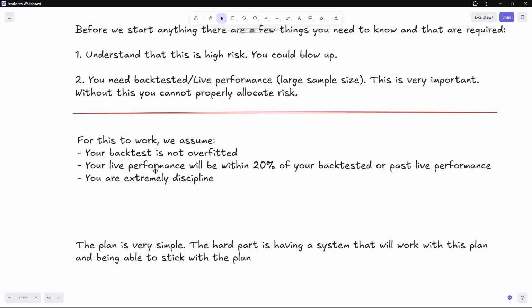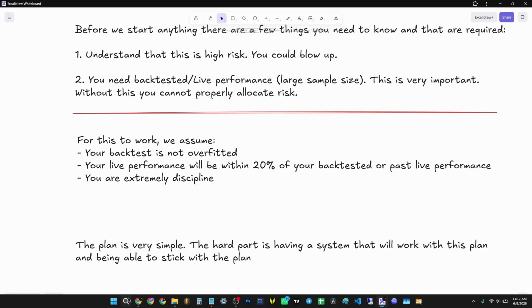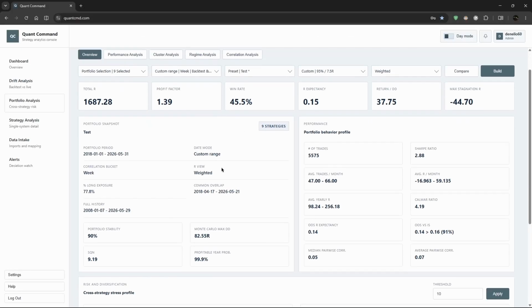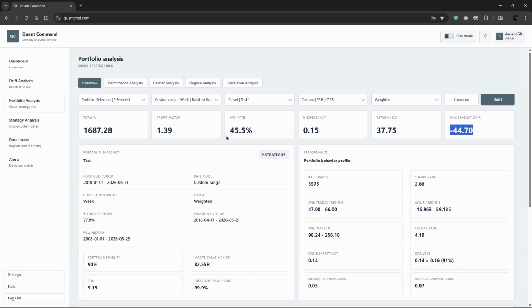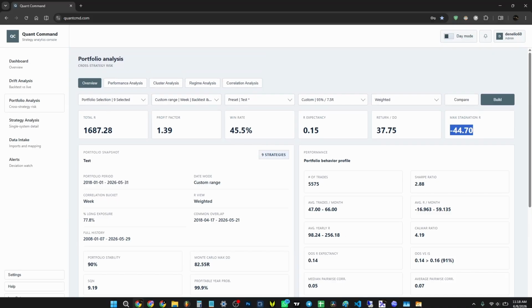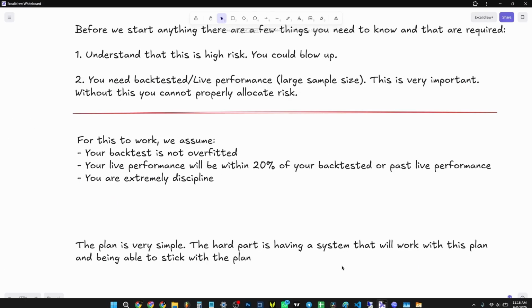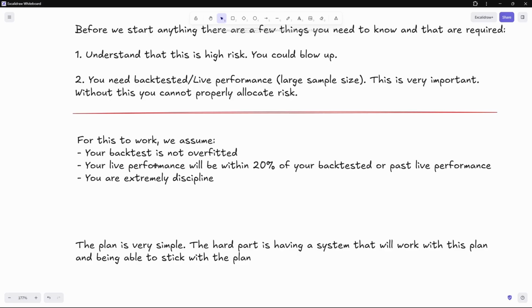So that's what an overfitted strategy is. I can show you my strategy, my portfolio performance. For example, here it assumes that it has made a total of 1,687% with a max drawdown of 44% and so forth. An overfitted strategy, as soon as it goes into the live market, will stop making money. It will lose money. It cannot make money live, only in backtest. So we assume that your backtest is not overfitted.